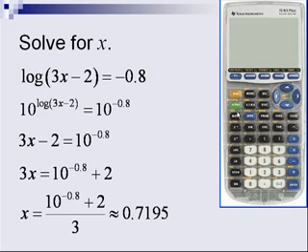Clear. Alright, so let's try that again. So 10 to the negative 0.8. I think I was trying to type on my keyboard. It didn't work. So 10 to the negative 0.8. Close that exponent off. And then we'll add 2. See what that gives us. And then all of that is going to be divided by 3. So now I divide by 3. And I get 0.7195 if I round off to 4 decimal places.